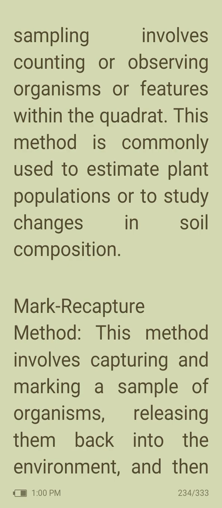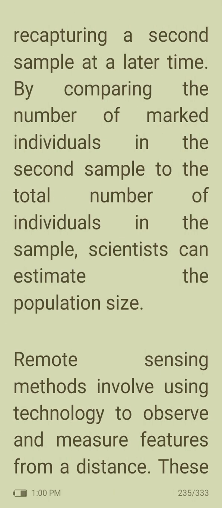Next, the mark-recapture method. This method involves capturing and marking a sample of organisms, releasing them back into the environment, and then capturing a second sample at a later stage. By comparing the number of marked individuals in the second sample to the total number of individuals in the sample, scientists can estimate the population size. Next, remote sensing methods involve using technology to observe and measure features from a distance.